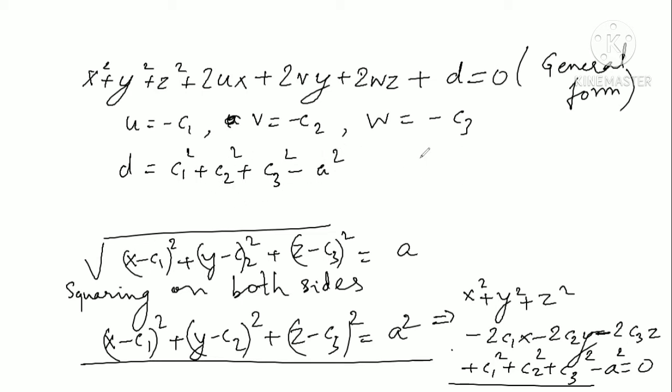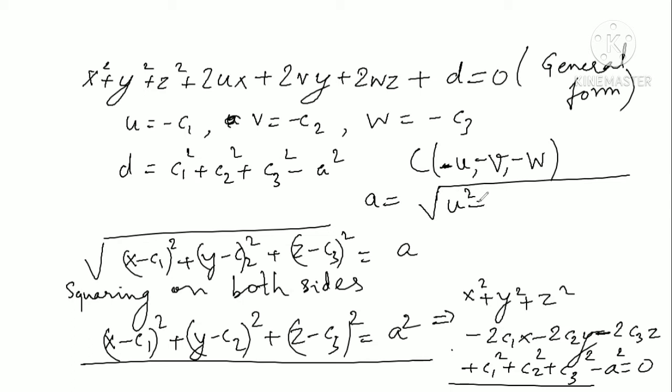So the coordinates of the center are c1, c2, c3, which means if you want to write in terms of u, v, and w, the coordinates of the center will be minus u, minus v, minus w, and the radius is nothing but a. The formula for the radius you can write as square root of u square plus v square plus w square minus d.